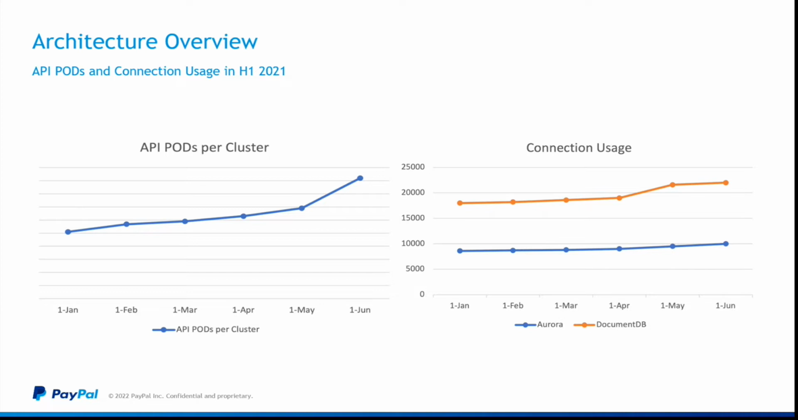As you can see, from January to May, it's a very minor increase every month in our pod usage, and that's mostly because of the adding of new features, growth, and some other factors. And similarly, you can see there's a minor increase in connections, both on Aurora and DocumentDB, because of that. As you see, in May, there's a big spike in pod usage, and similarly, there is an increase in connection usage because of that.